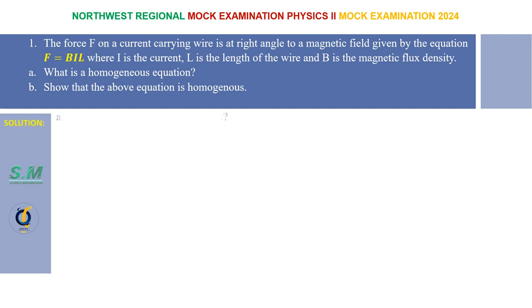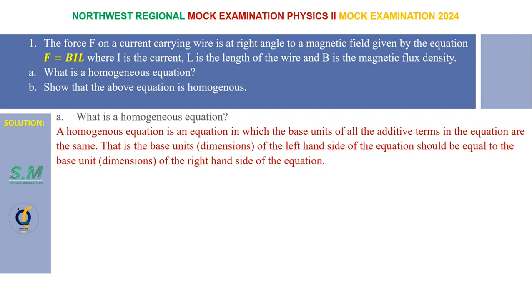Now, the very first thing we see is what is a homogeneous equation. So let's define that. A homogeneous equation is an equation in which the base units of all the additive terms in the equation are the same. That is, the base units or dimensions of the left-hand side of the equation must be equal to the base units or dimensions of the right-hand side of the equation.